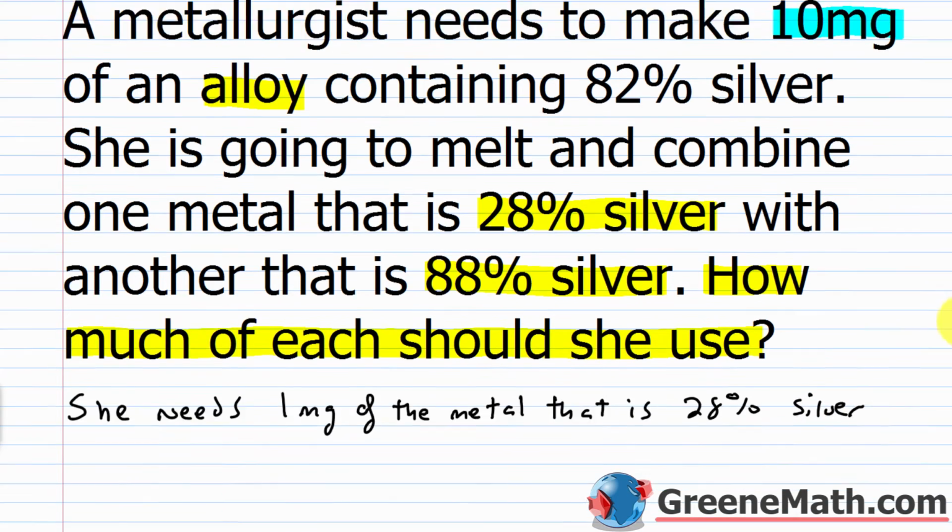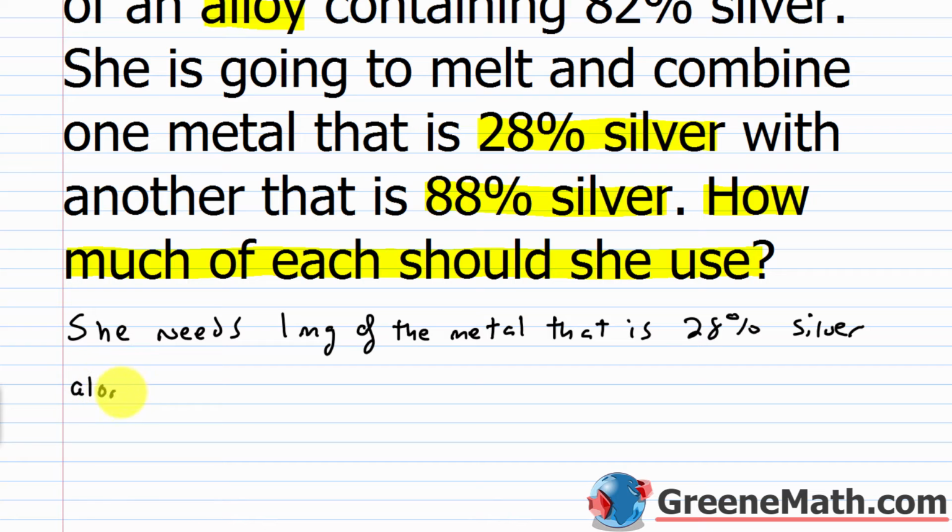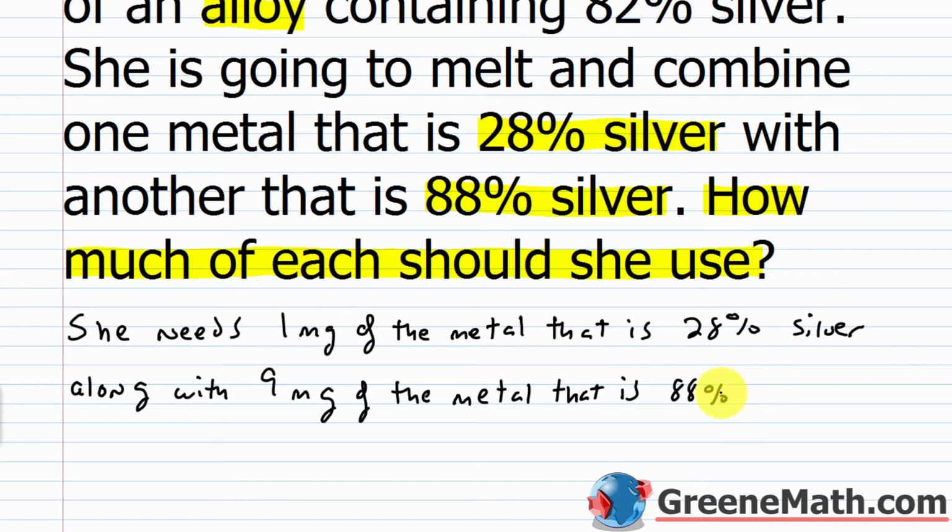And then along with 10, which is the total weight of this thing, minus 1, which is the weight of the metal that is 28% silver, so 9. So along with 9 milligrams, remember we set that up as 10 minus x. 10 minus 1 would be 9. So along with 9 milligrams of the metal that is 88% silver. So that's what she's going to use to make this alloy that is 10 milligrams and 82% silver.